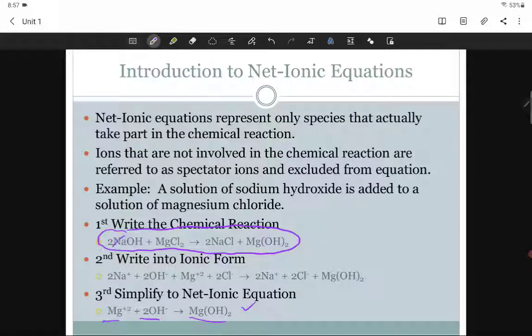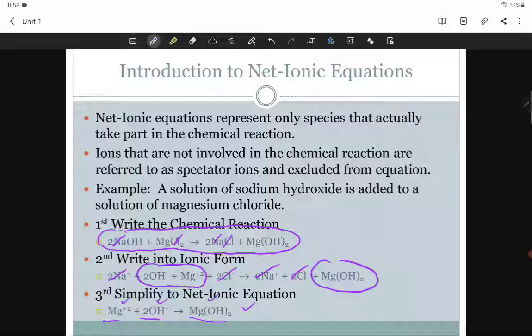And in this case, the sodium and the chlorides never participate in the chemical reaction. So I have two sodium ions here, two sodium ions here, they cancel out. And I have two chloride ions here and two chloride ions here, and they cancel out. So what I'm left with is my Net-Ionic equation. Okay, so I think I'll do one of these for you in that format, like with 3 steps, but very quickly we're going to try to get rid of those 3 steps and go straight to the last step.